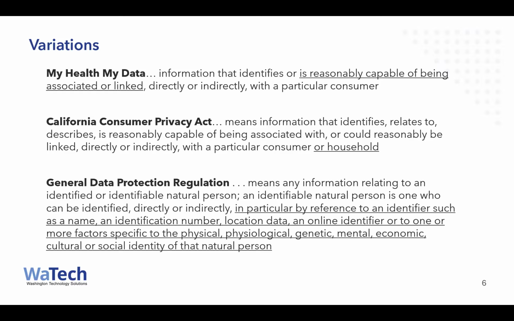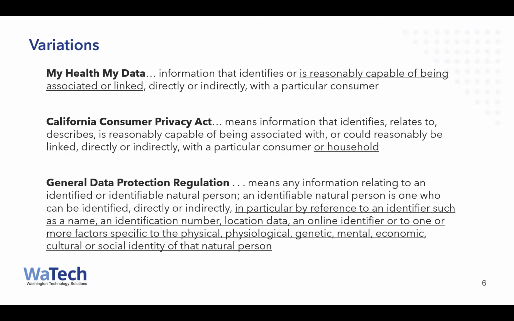So examples of that could be something like a street address where more than one person lives, or a telephone number if you still have a landline where it's associated with more than one person, or something like an IP address where it could be associated with all the people in a particular household that are using a particular device. So a little bit of a more expansive definition that also kind of reflects the way that the digital world works and how those identifiers work.